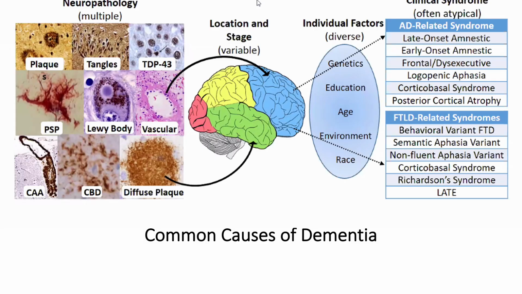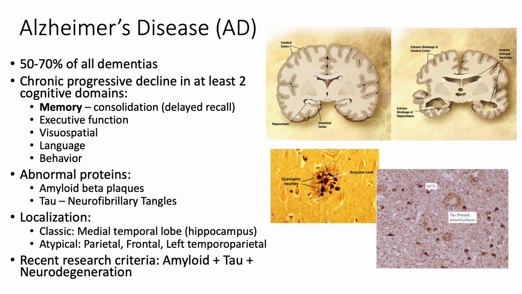This is a busy slide, but it really summarizes the most common types of dementia, and Alzheimer's related dementia is generally going to be the most common cause of dementia worldwide. When we talk about Alzheimer's, this is the dementia type that affects most people. Around 50 to 70% of all dementias are thought to be Alzheimer's type dementias, and it presents with chronic progressive decline in at least two cognitive domains.